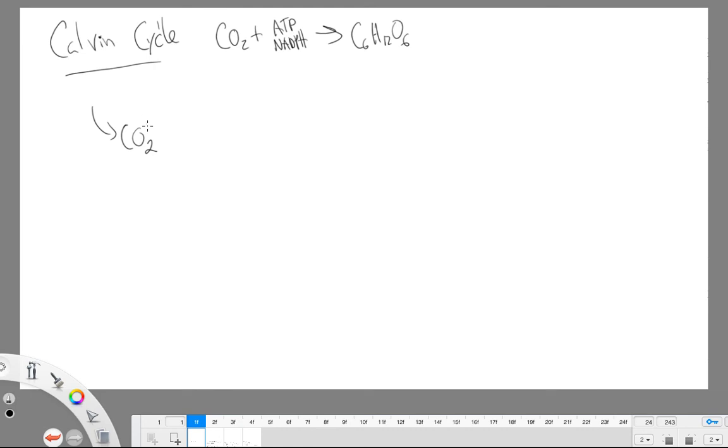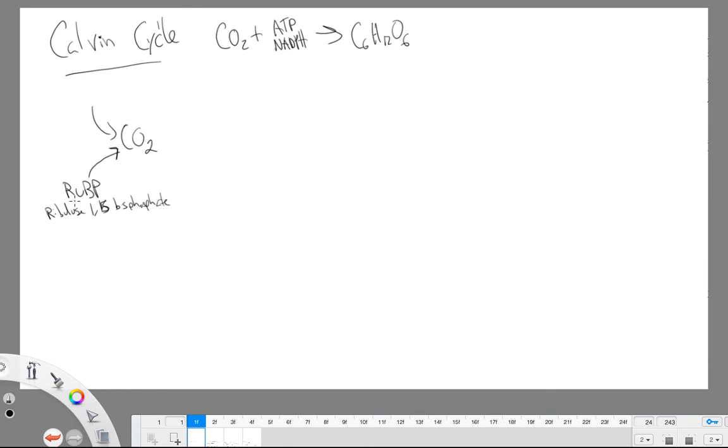And carbon dioxide reacts with a molecule called ribulose bisphosphate. So that is the first step in this cycle. We have carbon dioxide, and it's going to react with ribulose bisphosphate, or ribulose 1,5-bisphosphate. You may hear it called RuBP. And it is technically ribulose 1,5-bisphosphate.